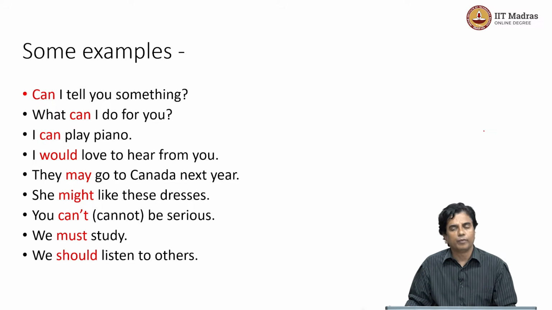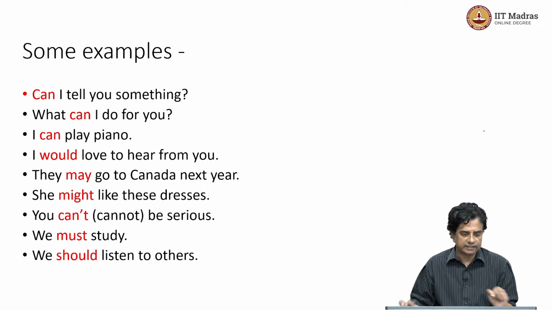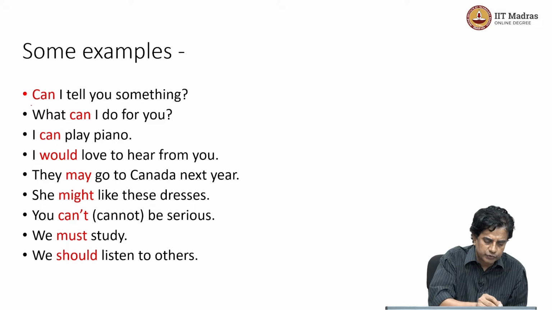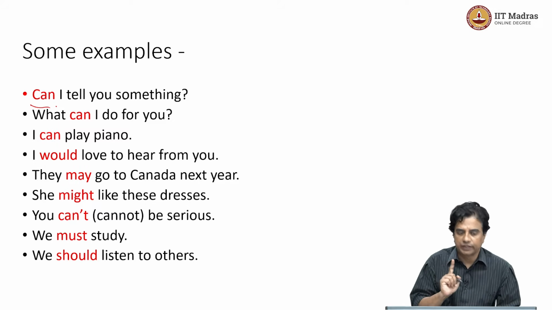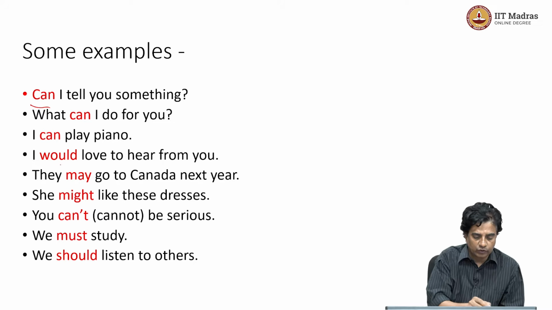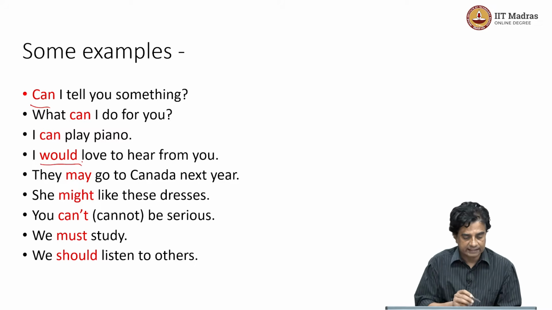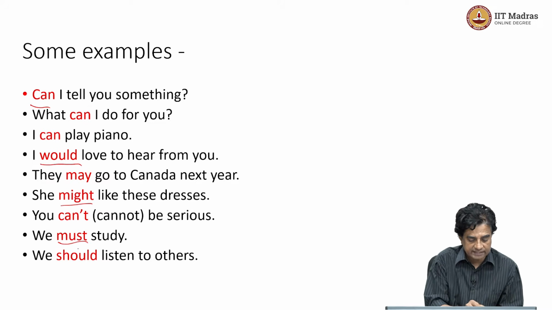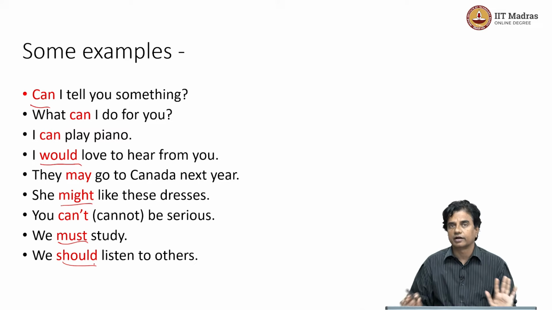Take a moment, pause for a moment and think about it. When you ask somebody or when someone else asks you, "Can I tell you something?" What type of tense is there? And if at all there is any tense, is it coming from the modal auxiliary? The answer is no. So can does not tell you about any tense. In all, would won't tell you about any tense. Might, must, should, these are not the markers of tense.